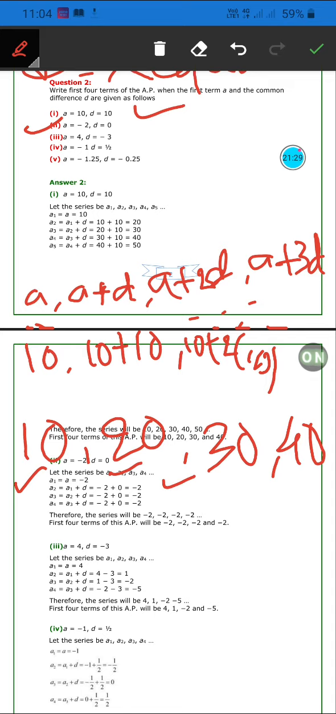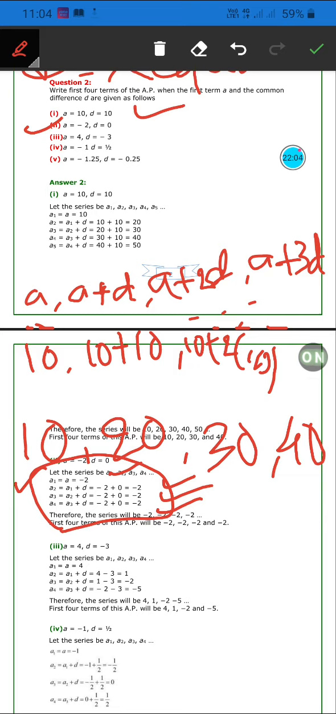Okay, so that is the same thing we are doing here. a1 equal to minus 2. a2, how can you get a2? By simply adding the first term to d. That becomes minus 2 plus 0, minus 2. How do we get a3? By adding d to a2. So minus 2 plus 0, again it becomes minus 2. How do we get a4? a3 plus d, minus 2 plus 0, it becomes minus 2. So the common difference is 0, so the value is also the same. Okay, so that is the answer for the second question.